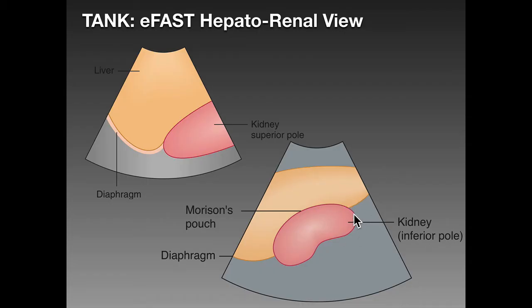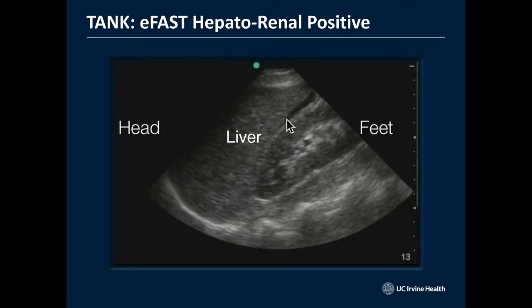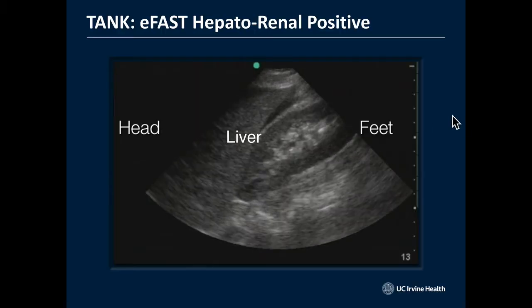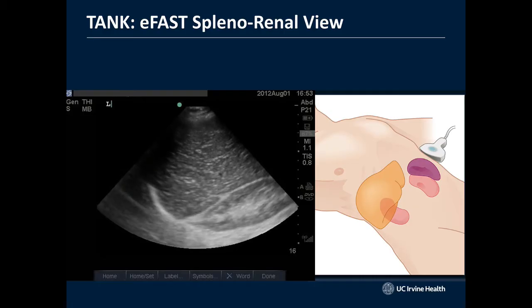In fact, you do that on the left side as well. You want to see all the way around here for any free fluid. It looks a little something like this. When it's positive, here's your liver, here's your kidney, and boom, there's all that anechoic, sharp angle, that wedge of free fluid here. Very exciting whenever you have a positive FAST exam. It's nice to announce it loudly.